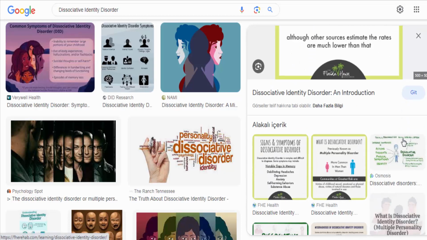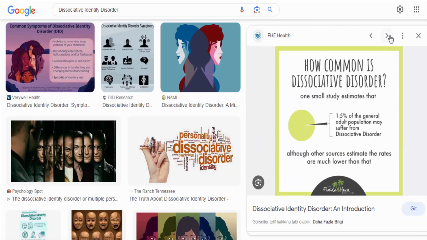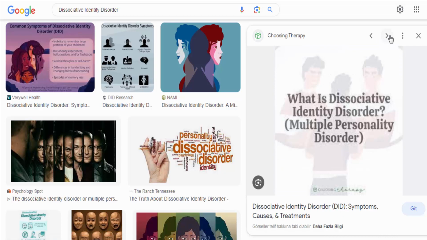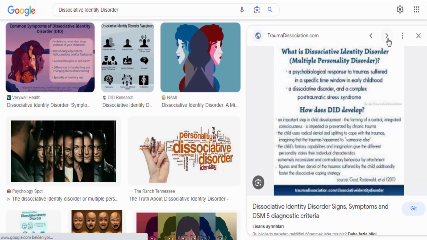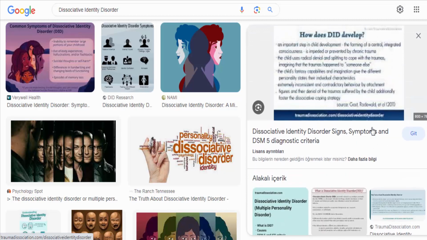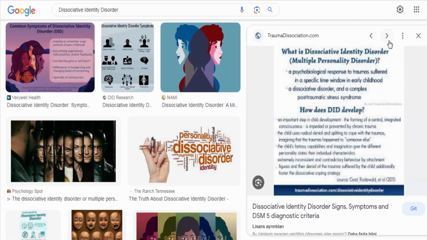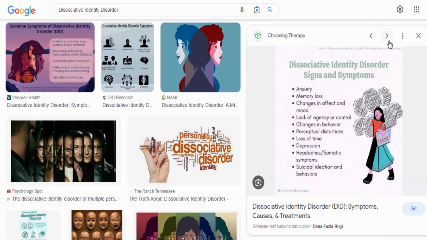The primary characteristic of DID is the presence of dissociation, which refers to a disruption or disconnection in the normal integration of consciousness, memory, identity, and perception. Dissociation can manifest in various ways, including amnesia, depersonalization, feeling detached from oneself, and derealization, feeling disconnected from the external world.